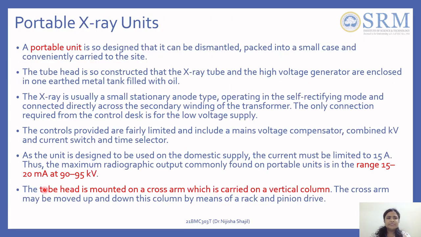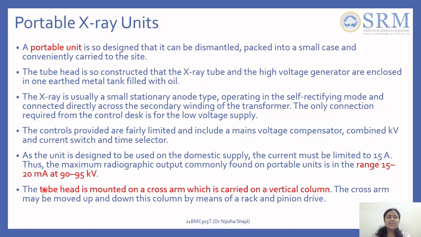Let us see one by one. Portable units are units that can be dismantled, you can pack them into small cases and move them. Wherever you're going, you can take it, go fix it and use it. In this case, the high voltage generator as well as the X-ray tube, everything is enclosed in a single system. So you have a single block in which everything is done.